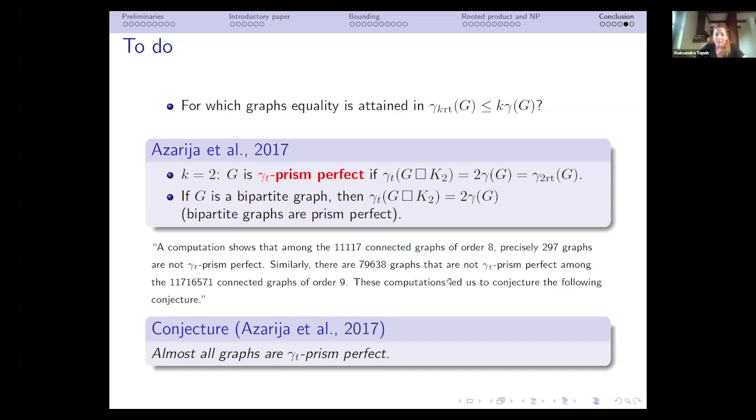And then they said that they think that this question of characterizing this is hard, but they do believe that almost all graphs are prism perfect. They show us some numbers. Why do they think so? Out of roughly 11,000 connected graphs of order 8, precisely 297 graphs are not prism perfect. And here you can see also the number. This number is small compared to this number for connected graphs of order 9. So they believe this should be true.